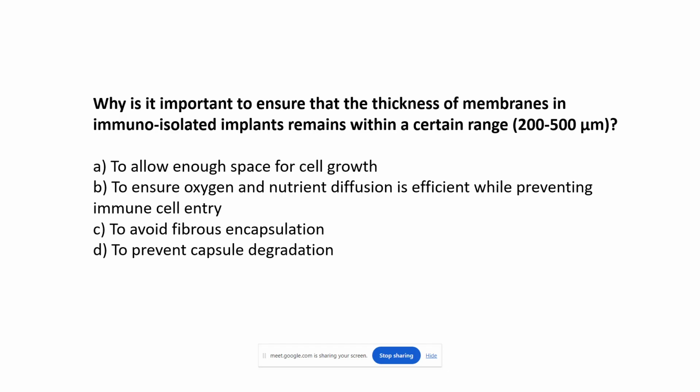Why is it important to ensure that the thickness of the membranes in immunoisolated implants remains within a certain range, for example, 200 to 500 micron? Option B. Okay. Option 2. Okay.